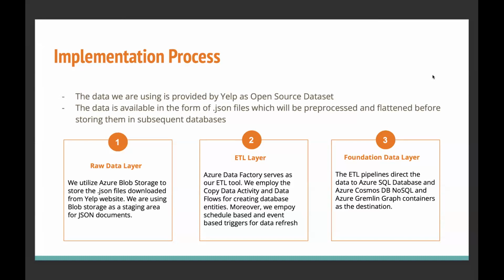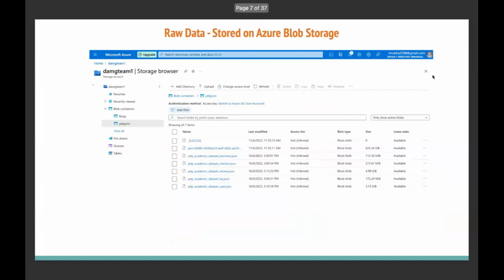Then we are using the ETL layer, in which we are using Azure Data Factory for the pre-processing and data cleaning part. And our third and final layer is the foundation data layer, where we are ingesting data from Azure Data Factory into Azure SQL database, Azure Cosmos DB for our document capabilities, and into Azure Gremlin for our graph containers. And in the fourth part, we are using Tableau for our visualization. So this is just a screenshot of our raw data layer where we have loaded all the JSON files into our Azure Blob Storage.